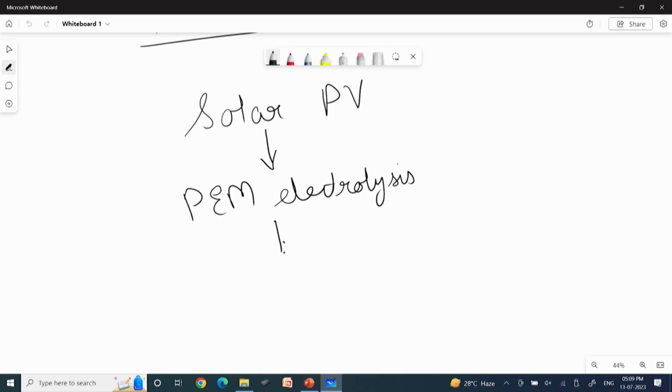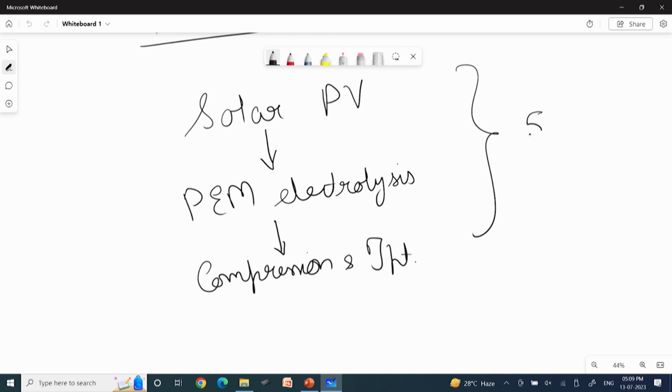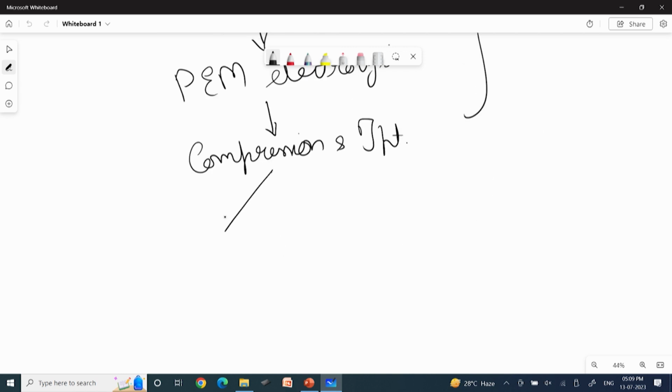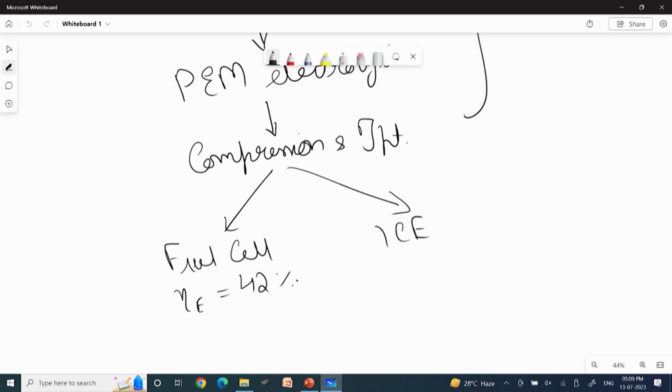And finally, we would have the compression and transportation of this hydrogen, and the overall efficiency of this process that has been chosen would come around to be 54%. Then the hydrogen that you produce again could go either to the fuel cells or the IC engine ones. The typical efficiency remains the same, 42% and almost around 25% in here.